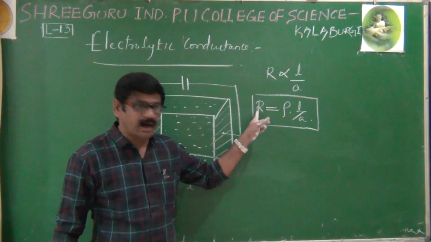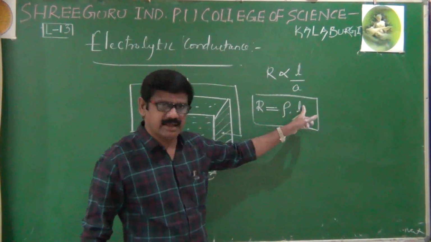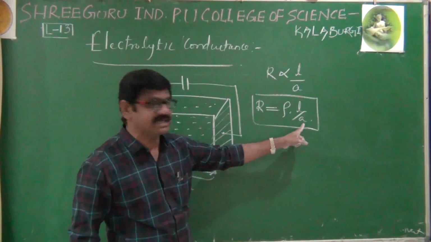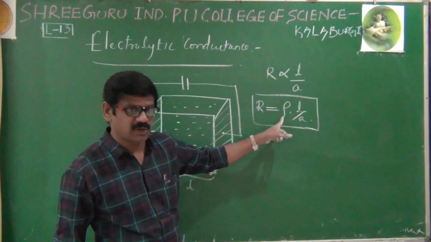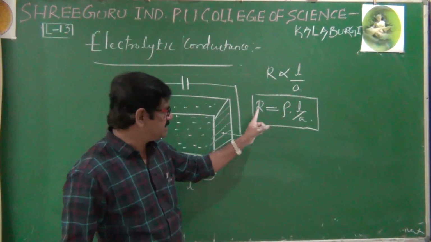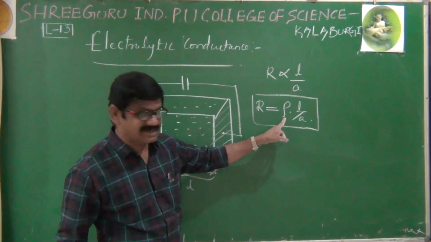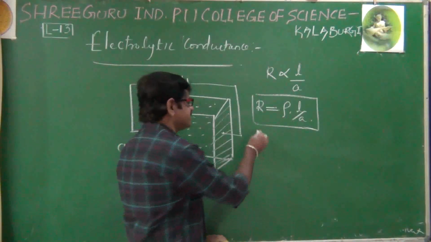What is R? R is resistance. What is L? L is length. A is area of cross section. Here a new term is rho. Rho is the resistivity. Resistivity, we will write.